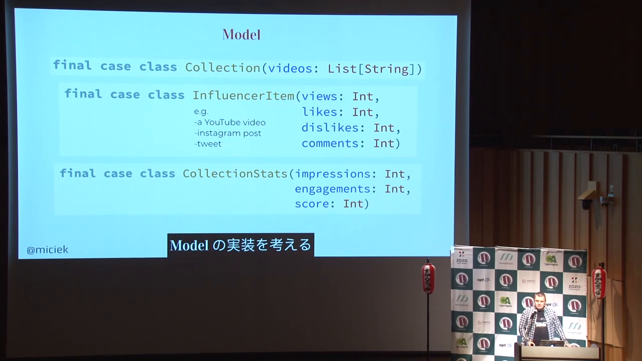And we'll be using a case class called influencer item. So our statistics are computed from the list of influencer items. Like six videos are six influencer items. Six videos and two tweets are also influencer items, right? So views, likes, and so on and so forth are in this influencer item case class. And the third and last model class that we'll use is collection stats. So the final statistics from our service, like how many impressions, how many engagements, and what kind of score we give for this particular item, how much impact does it get?